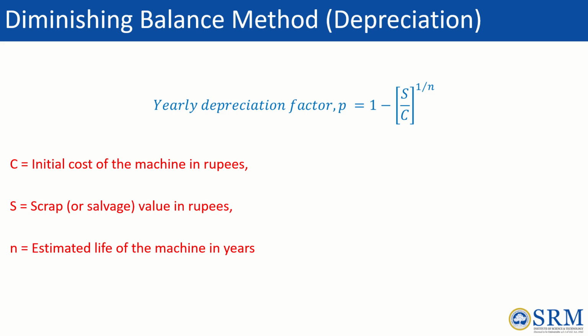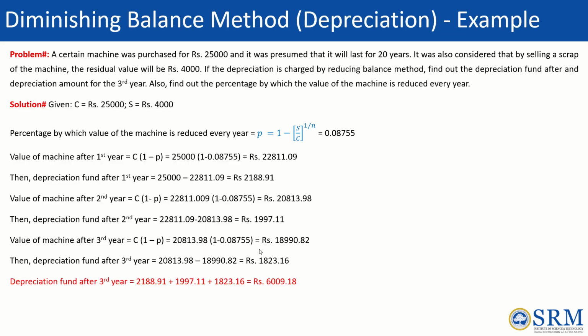Next is the diminishing balance method. The diminishing balance method is also known as the reducing balance method. Unlike the straight line approach, this model applies a fixed percentage to the remaining book value of the asset each year, meaning depreciation is highest in year 1 and decreases over time. So this can be calculated by using this formula. Depreciation factor P is equal to 1 minus (S divided by C) power 1 by N, where C is the initial cost of the machine in rupees, S is the scrap value or salvage value in rupees, and N is the estimated life of the machine in years.